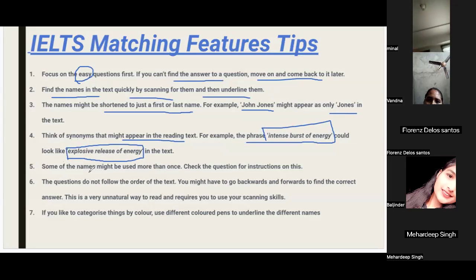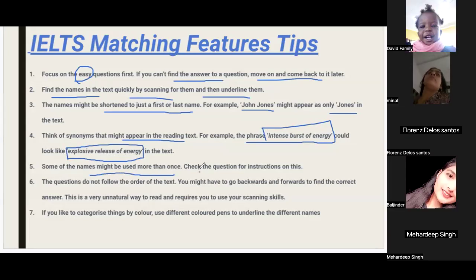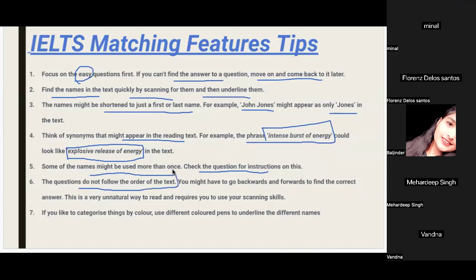Some of the names might be used more than once. A name may be used 2-3 times. So be careful. Check the questions for instructions on this, right? Always read your instruction part. Questions do not follow the order of the text. Most important, questions do not follow the order.